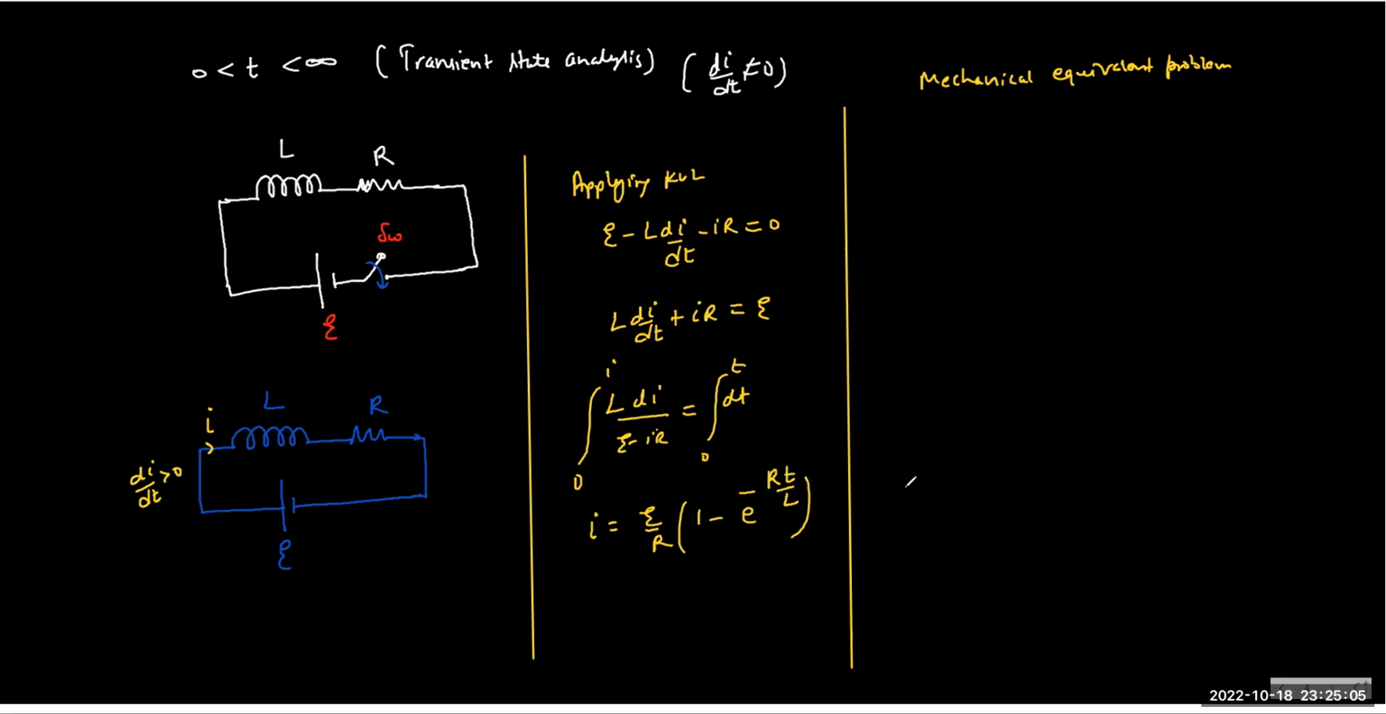Sorry. So the mechanical equivalent problem is, let's say we have a mass and you are applying a force F, and there is air resistance. Now air resistance will create a drag force. Let's call the drag force coefficient B.